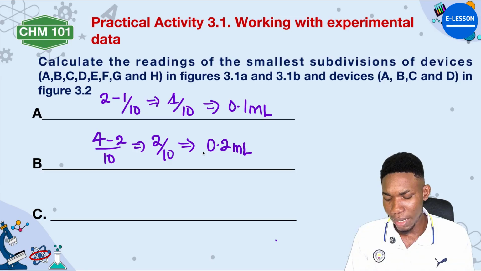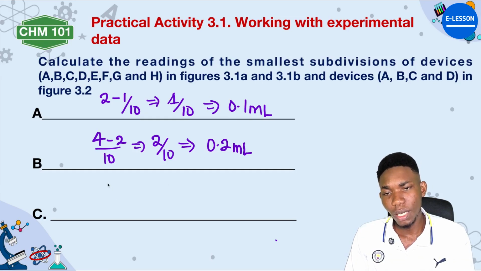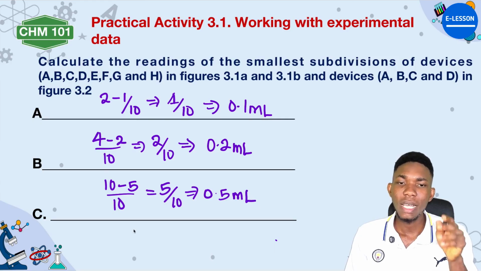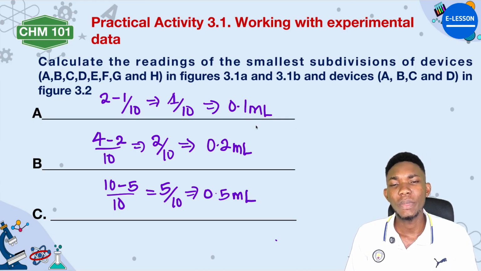Then the other one, C, is 5, 10, 15, 20, 25. So it's going to be the second value, 10 minus 5, divided by 10, because in between 5 and 10, we have 10 marks. 10 minus 5 is 5, divided by 10, and that will give us 0.5 milliliter. Is that okay? So that is that for each of them, A, B, C. The first one is 0.1 milliliter, 0.2, 0.5 milliliter, and so on.